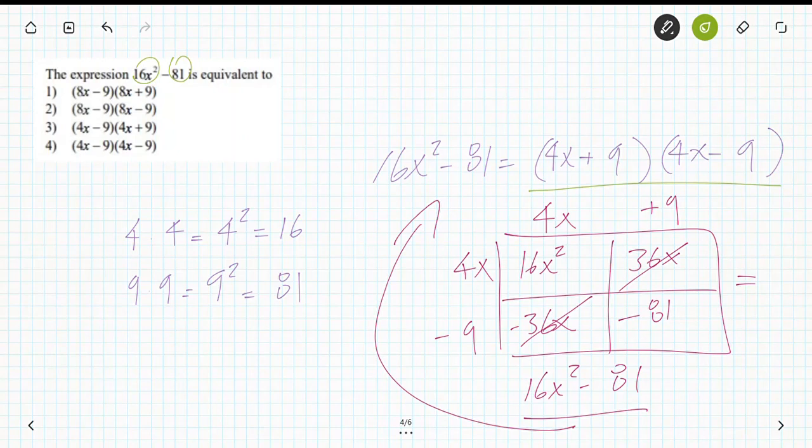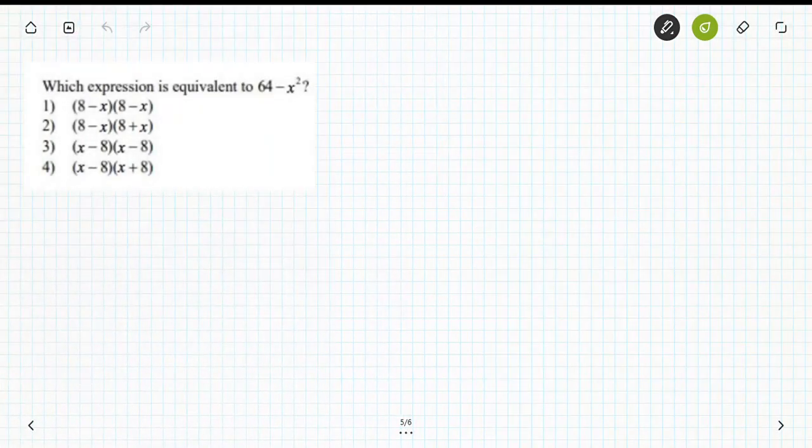So that has to be answer choice number 3. And don't worry about the order. This one put the 4x minus 9 first, and then the other term, this one. It doesn't really matter if you switch the order of those two terms. Okay, so let's go and do the other one.